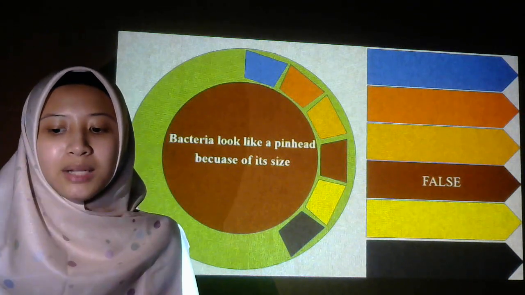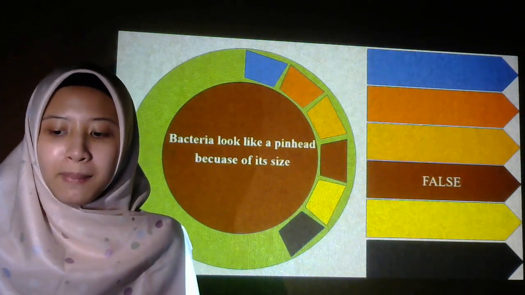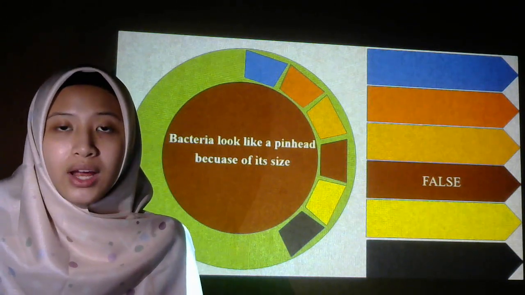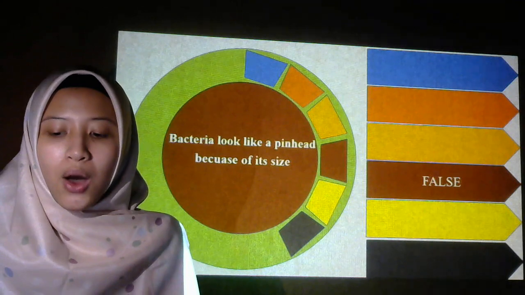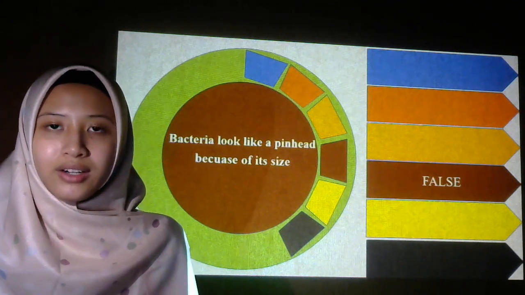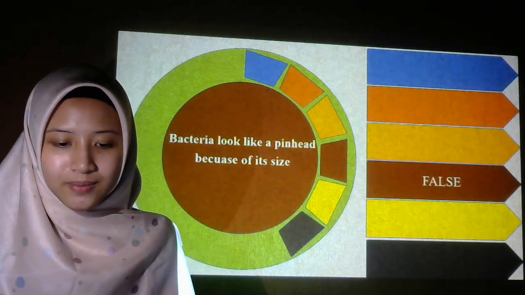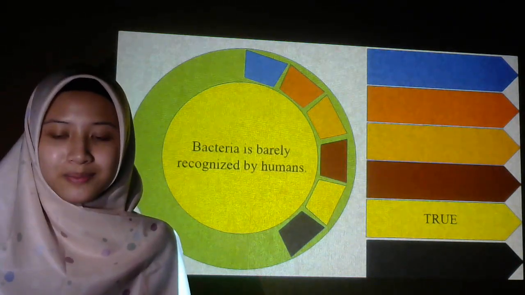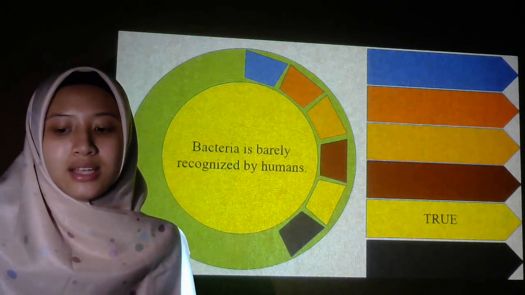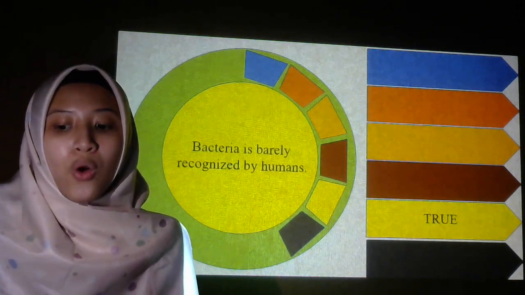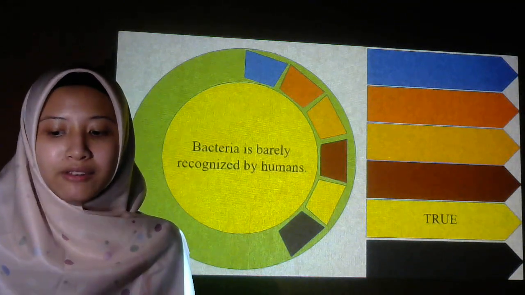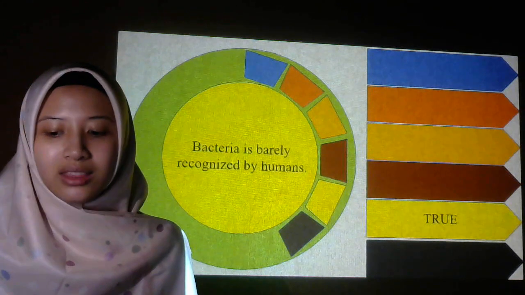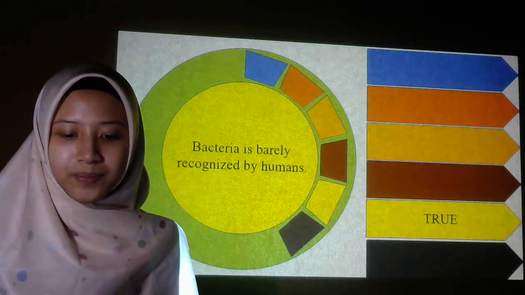One micron is a thousandth of a millimeter, and a pinhead measures 1 millimeter, so pinhead is just a description of how the bacteria look if we see bacteria with a microscope at 100 times magnification. Next, bacteria are barely recognized by humans. This is true because it is in the sentence, one finds that bacteria are barely visible as tiny rods or dots. One cannot make out anything of their structure.